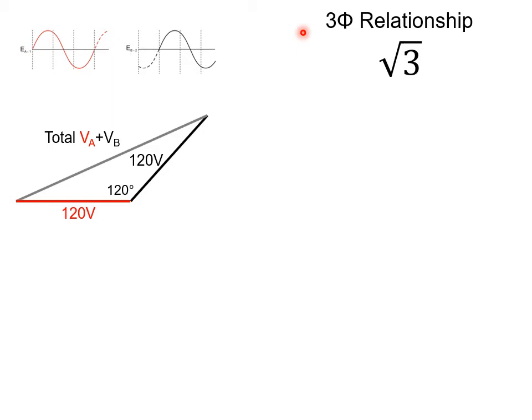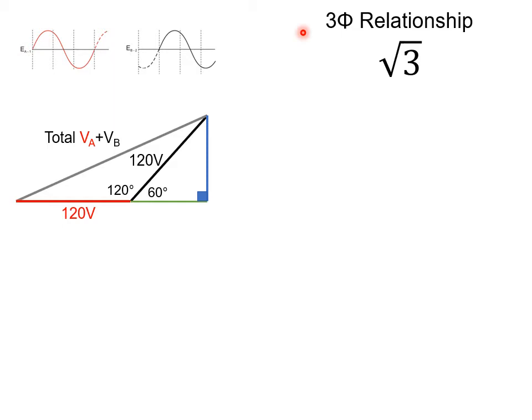Since this is not a right angle triangle, we cannot simply use Pythagorean's theorem. We have to break voltage B down into its vector components, or its x and y components. We can do that very easily by looking at that 120 volt angle there, or vector, and break it down into its x and y components.